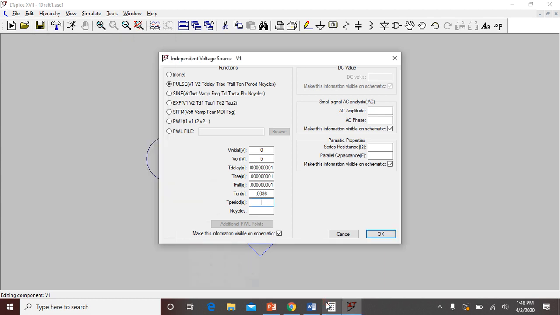0.0086. I'm not taking it, I'm just taking a random easy number which I can calculate easily. So 0.004, I am taking 0.004, and 0.008 is twice of this number. So now I have selected how my power supply will work. Okay, so I will press OK over here.